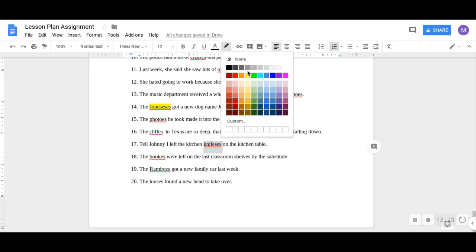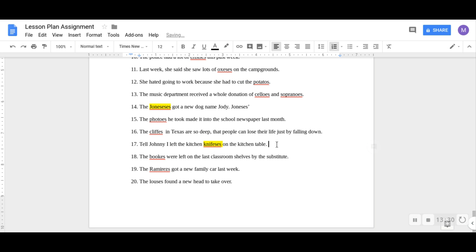Knifes is also one that is tricky. You'll find we actually have to change the F to a VES. So knives, because when you have the F, it's knifes, and that doesn't make sense. So you're going to drop the F and the E, and we're going to add VES. Same thing. Here we go.